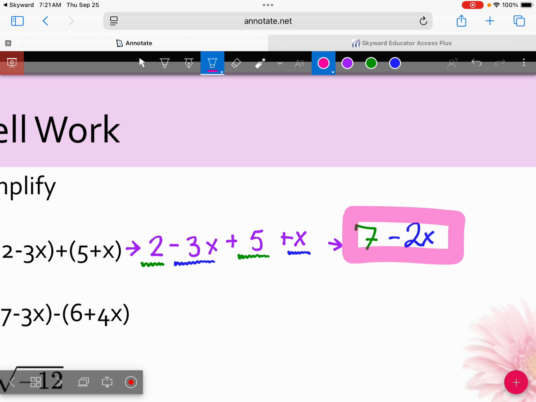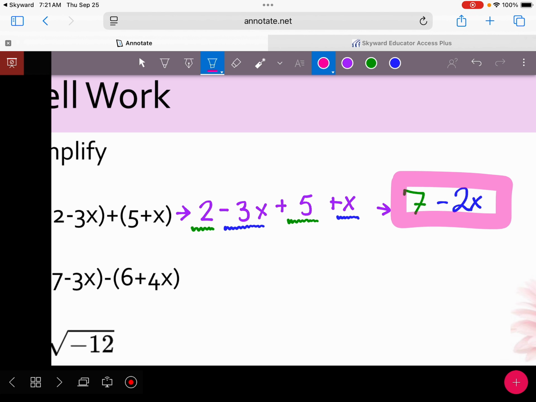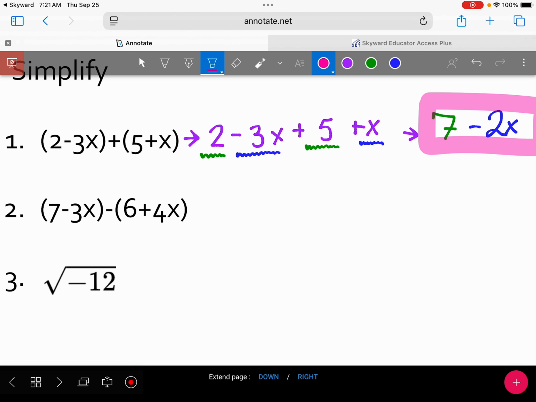Look at the second one, very, very similar, but also a little bit different. So on the second one, we have 7 minus 3x minus 6 plus 4x. So what do we need to do there? Take off our parentheses. So these first ones, they're definitely not doing anything.